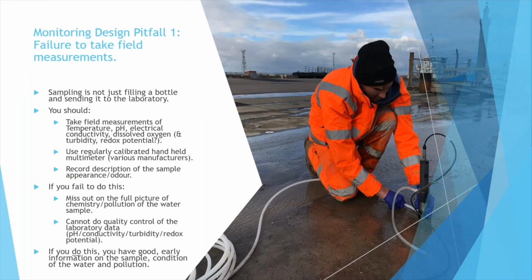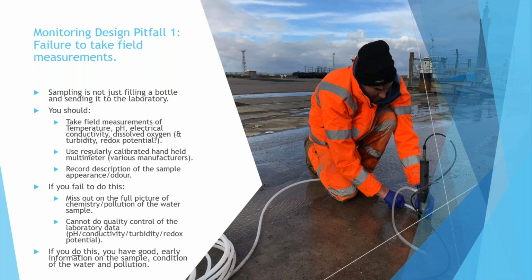The first of two pitfalls I'd like to look at is a failure to take field measurements. Sampling is not just about filling a bottle in the field with water, putting the stopper on and sending it off to the laboratory. You need to take field measurements of a variety of physicochemical parameters like temperature, pH, electrical conductivity, dissolved oxygen, and then for certain applications, maybe even turbidity and redox potential as well. This needs to be done with a calibrated handheld multimeter, of which there are various manufacturers that can supply these.